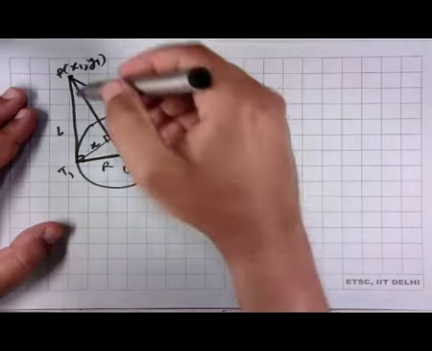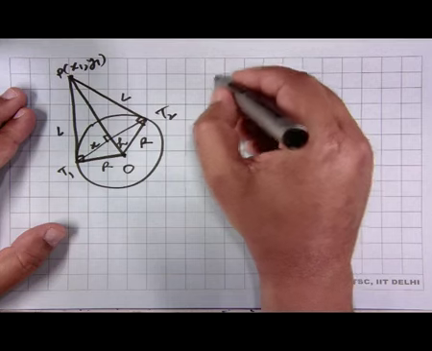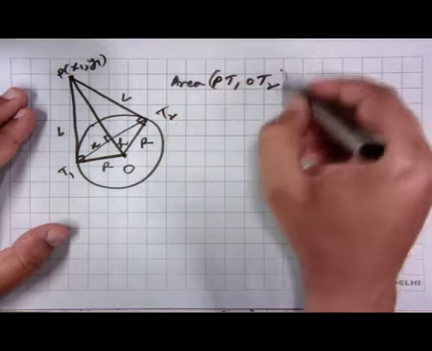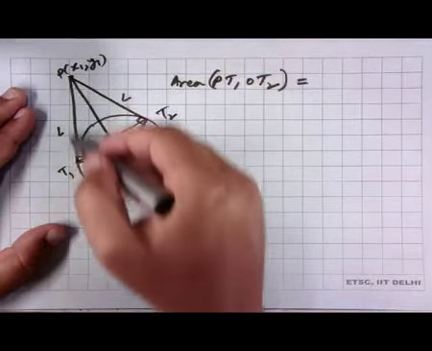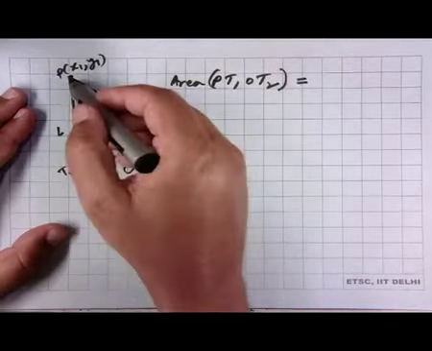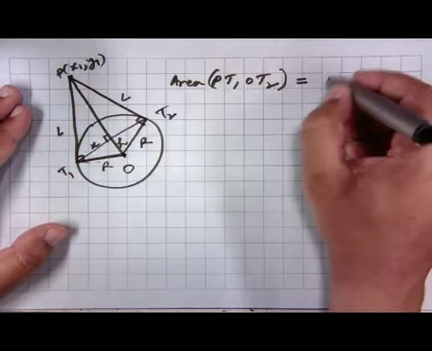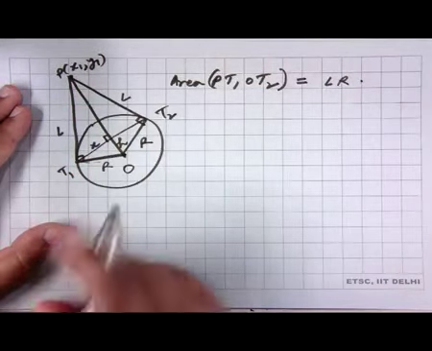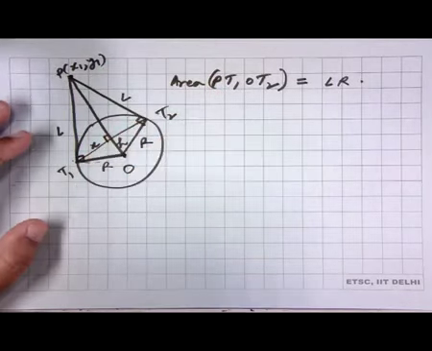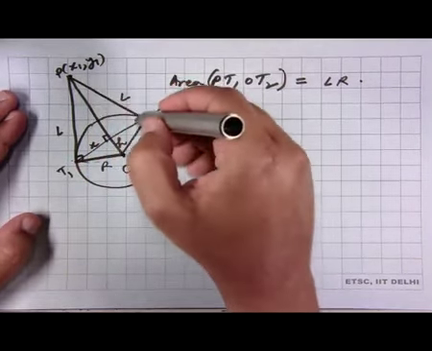Now, clearly the total area of the quadrilateral PT1OT2 is the sum of the areas of these two. So, this triangle area plus area of this triangle will come out to be L into R, because the area of PT1O is half into L into R, and the area of PT2O is the same.